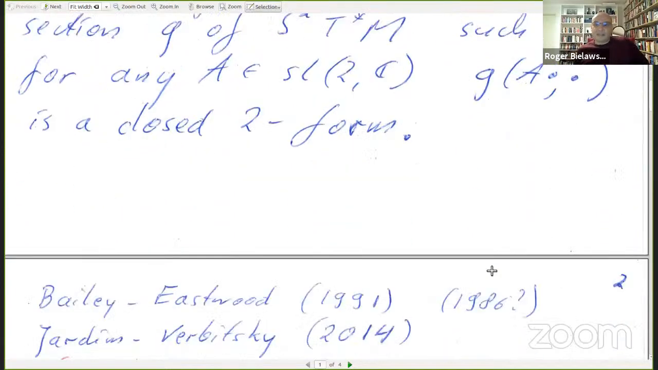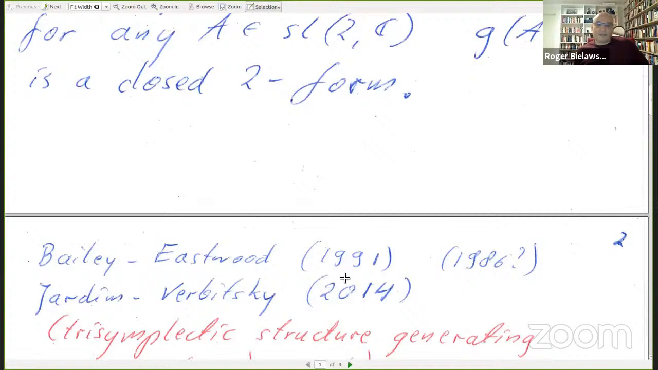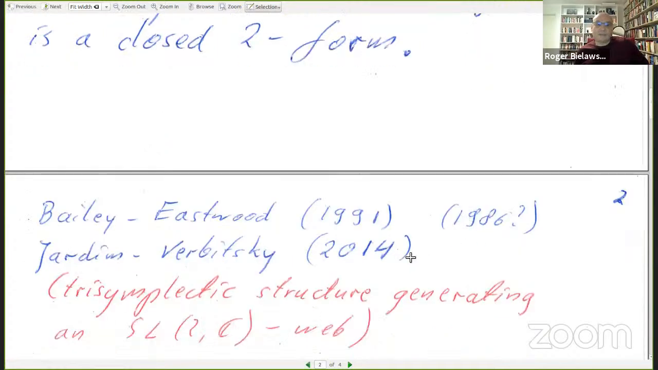These things were defined by Bailey and Eastwood in 1991. In fact, the paper refers to a preprint from '86, which I think was never really published. But they occurred over the years in different guises. I think Maciek and Lionel also had those, but in particular, Jardim and Verbitsky, in their work on sheaves on CP3, developed quite a bit of theory of these things. They call it trisymplectic structure generating an SL2C web.